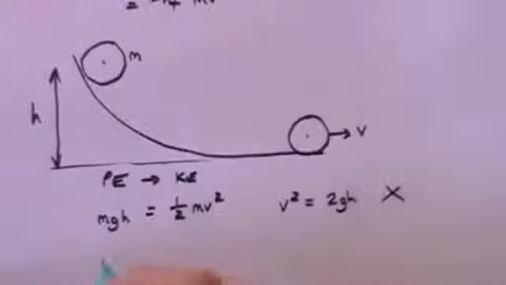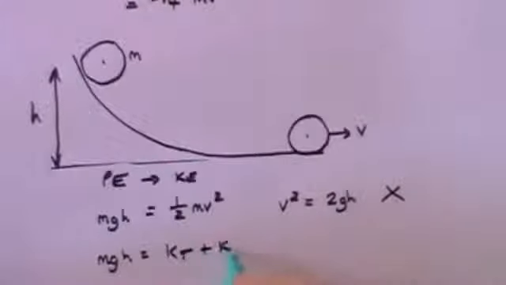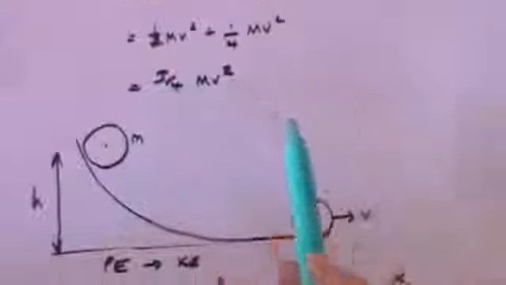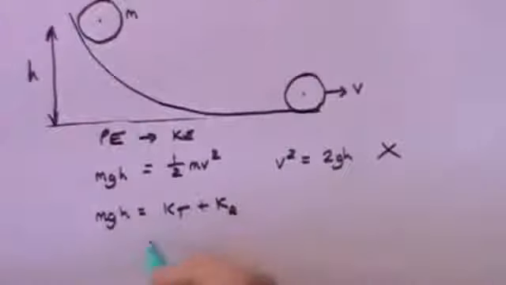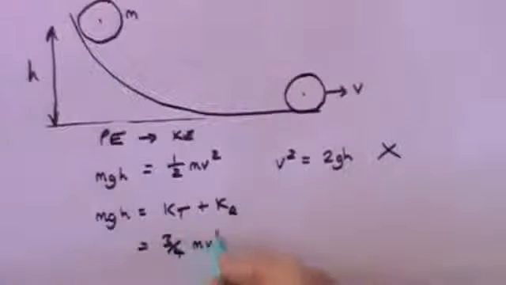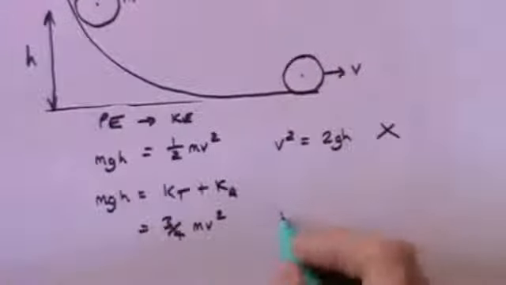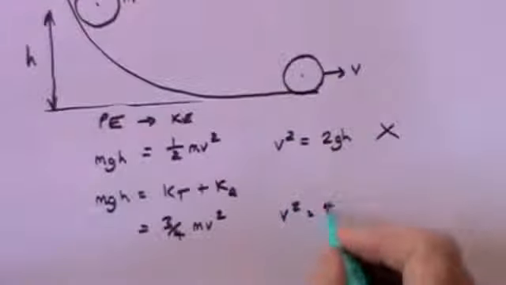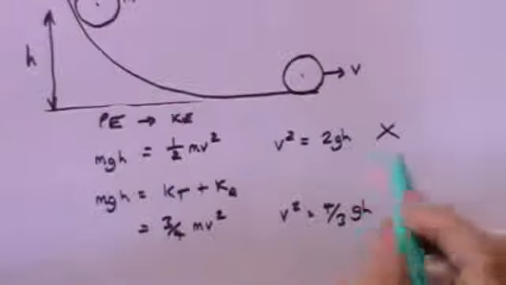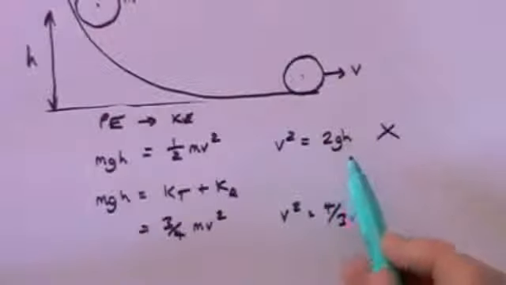And so now we have to say that mgh is equal to the kinetic energy of translation plus the kinetic energy of rotation. And we showed that that was 3/4 mv squared. So that equals not half mv squared, but in this case 3/4 mv squared, and that means that v squared is 4/3 gh, not 2gh.